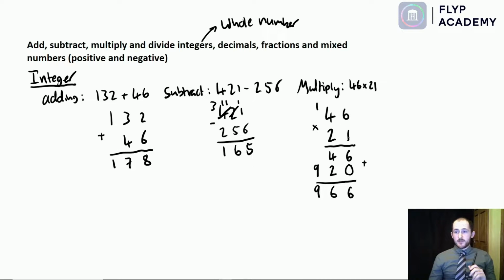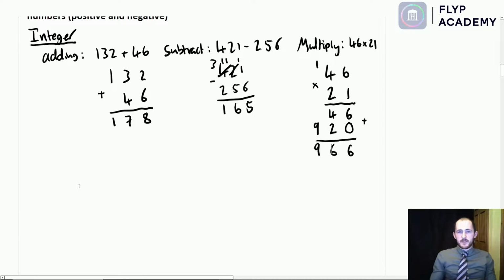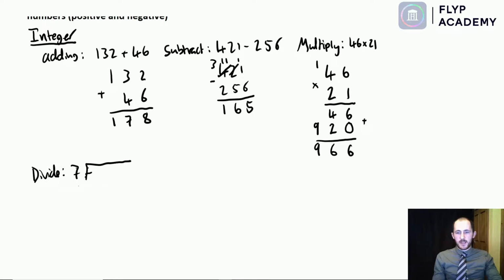So that's everything you need to do for integers except division. So division tends to be the most tricky one. But again, you can use something like the bus stop method to help you out. So if we want to divide by 7, we'd put the bus stop method here, and we could do something like, let's say 350. Okay, so the question would be 350 divided by 7.